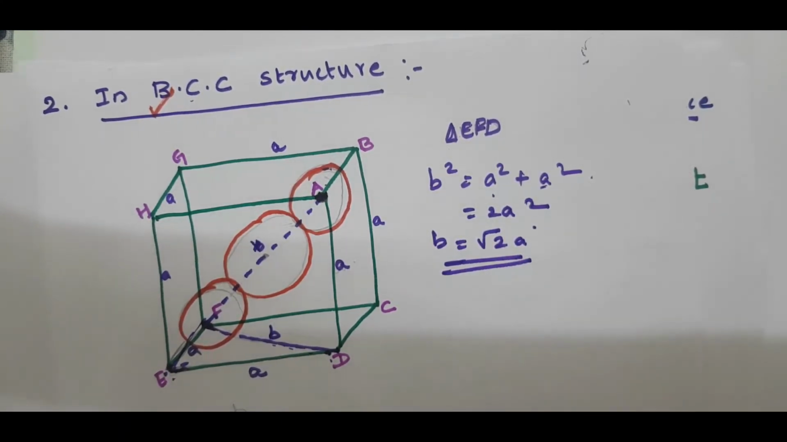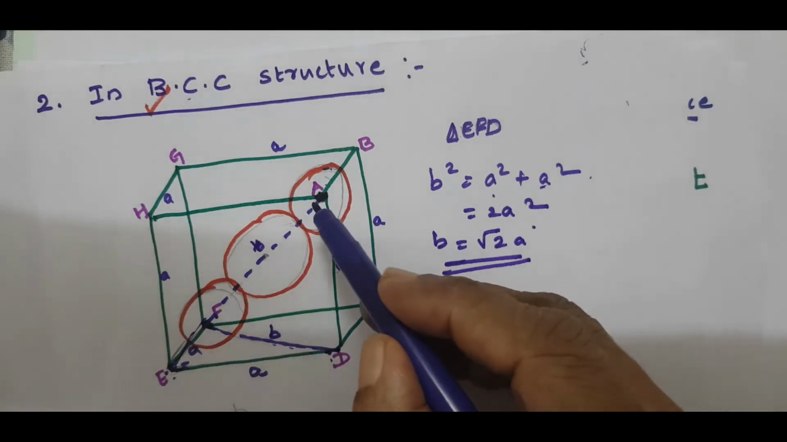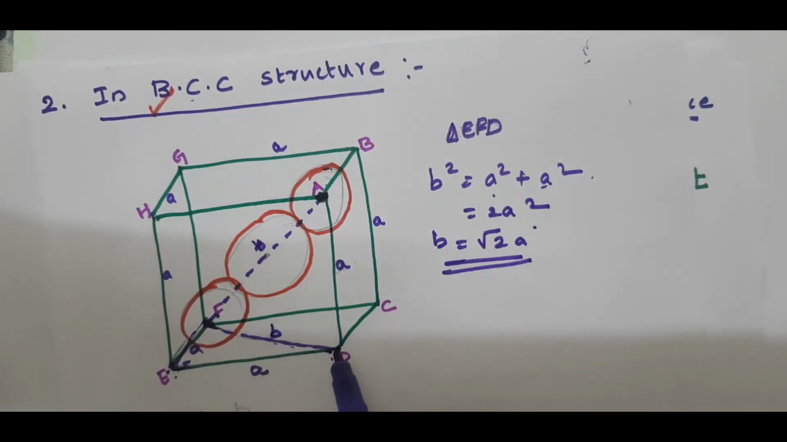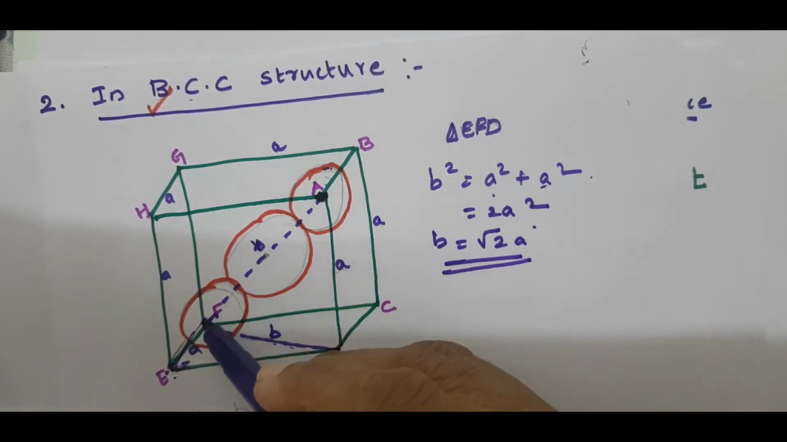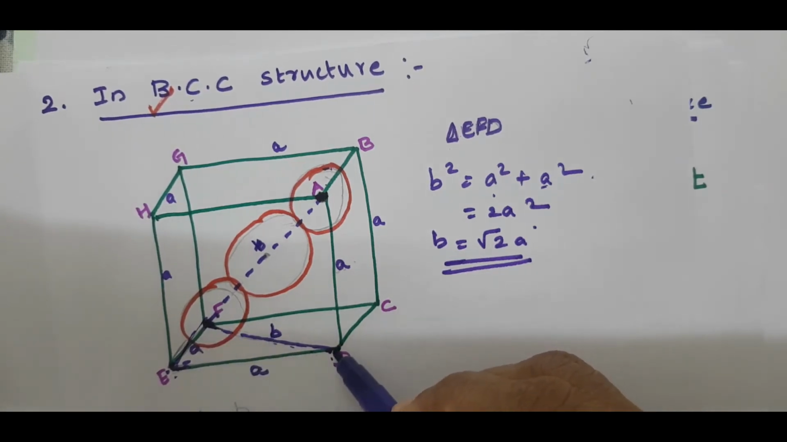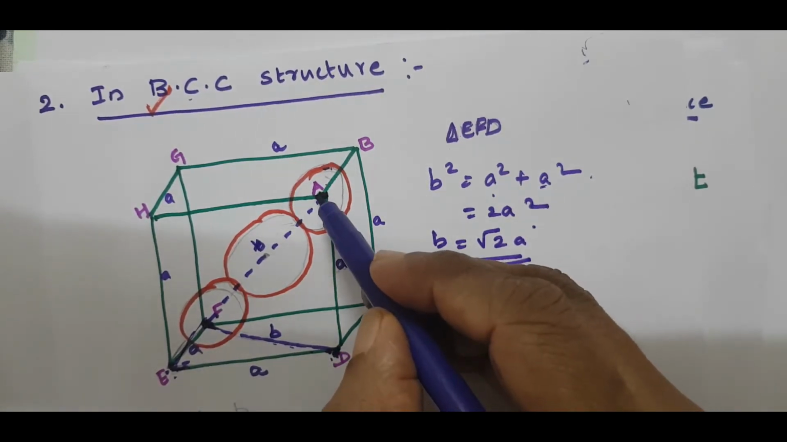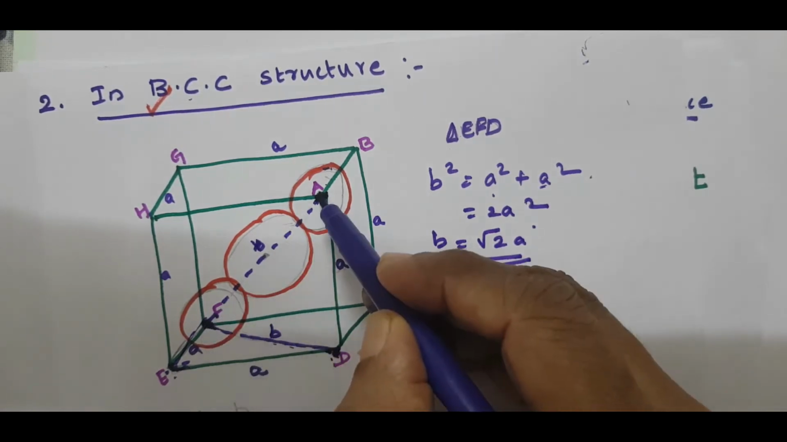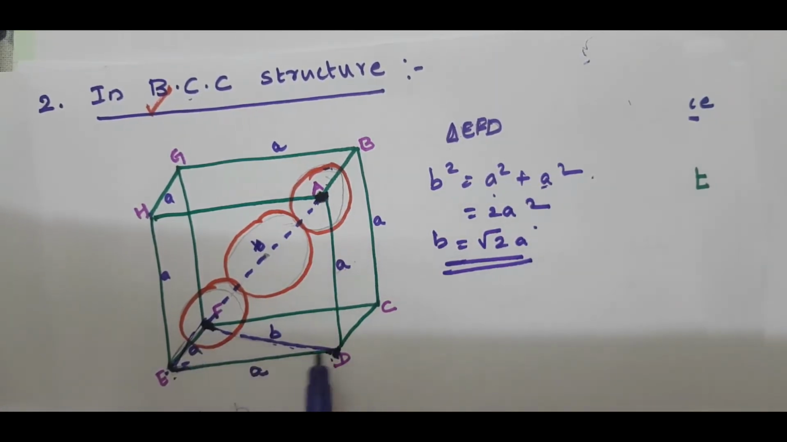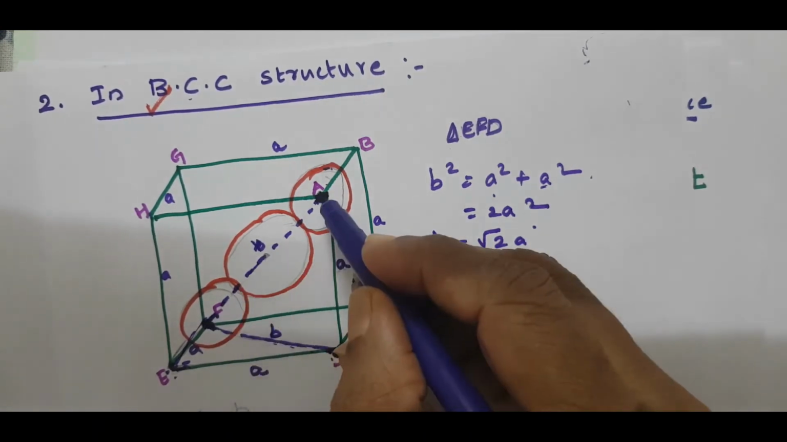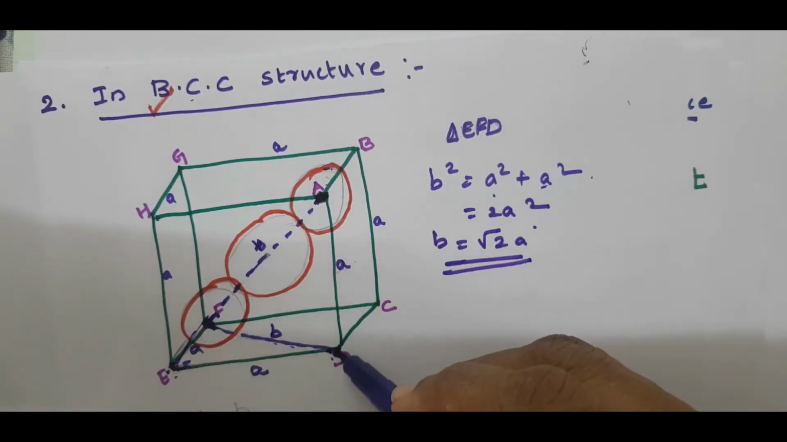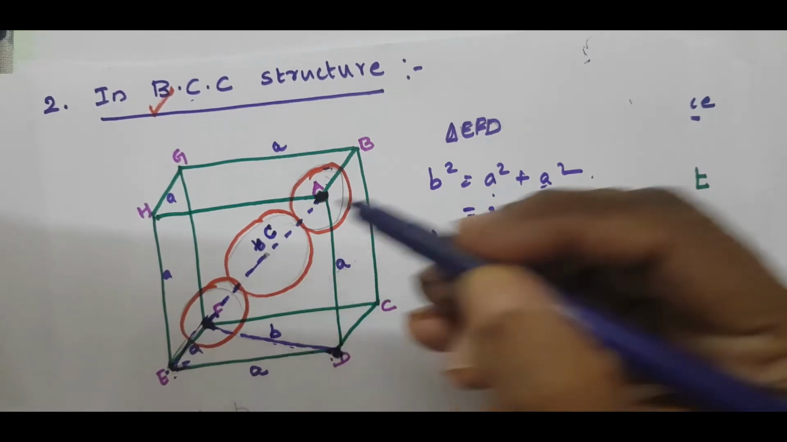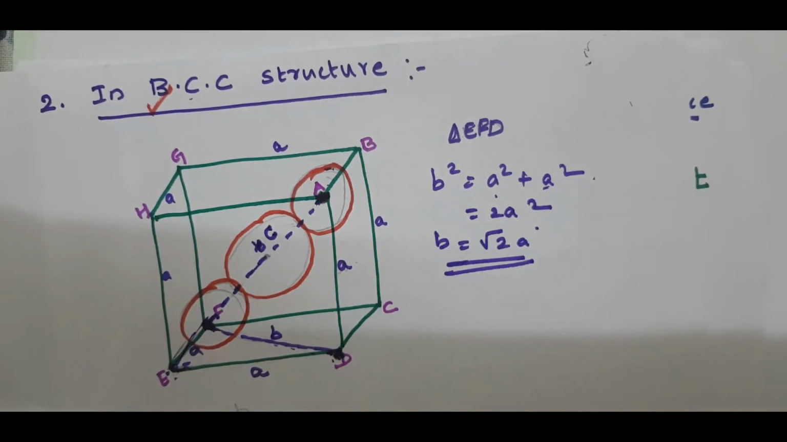Clear? B is equal to root 2A. Now, I am taking another triangle, A, F and D. Now you know the length of this body diagonal. See, this is a body diagonal, not a face diagonal. This is the face diagonal, and this is the body diagonal, that is A, F and D. You consider it as C.